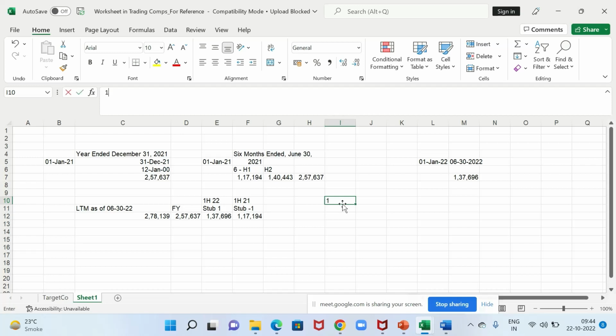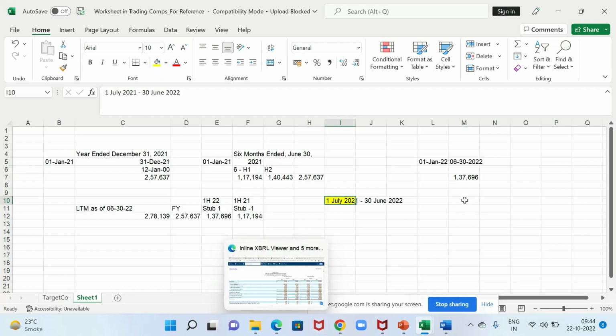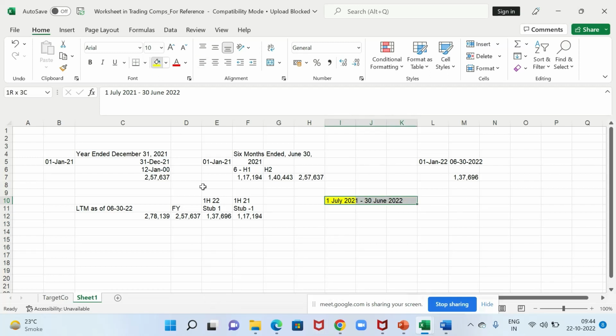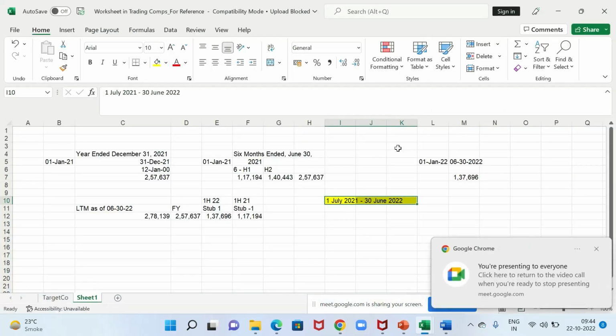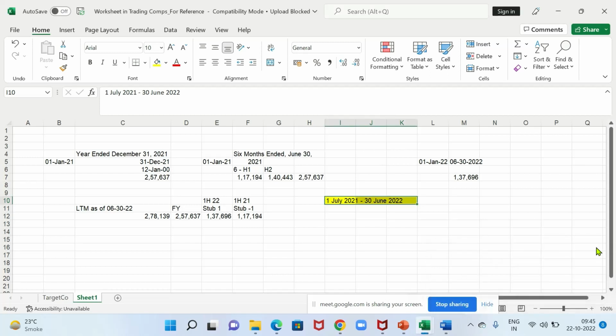I need 1 July 2021 to 30th June 2022, right? So basically, you've taken the second half of the last year and the first half of this year, and the full year number. See, I have the 12 months number available. I don't have the half yearly number available basically.